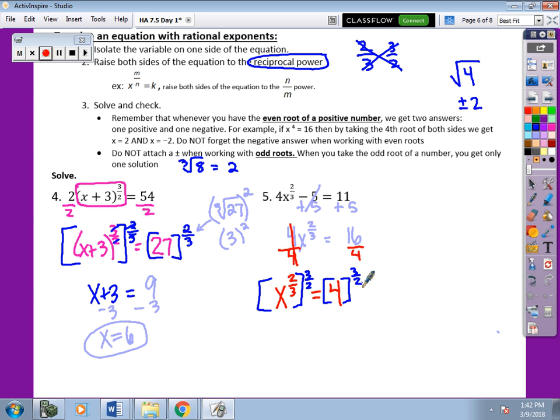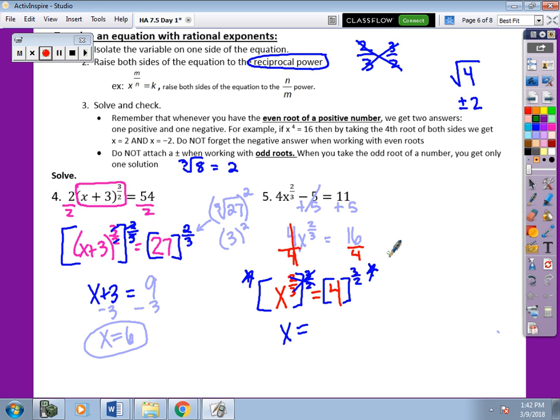Now, if you type this in your calculator, it will only give you one of the answers, not both of them, so just be aware of that. When we type in the square root of 16, it only tells you 4 in your calculator. Technically, it's positive and negative 4. So be careful. Okay? So a lot of you will lose an answer right here.